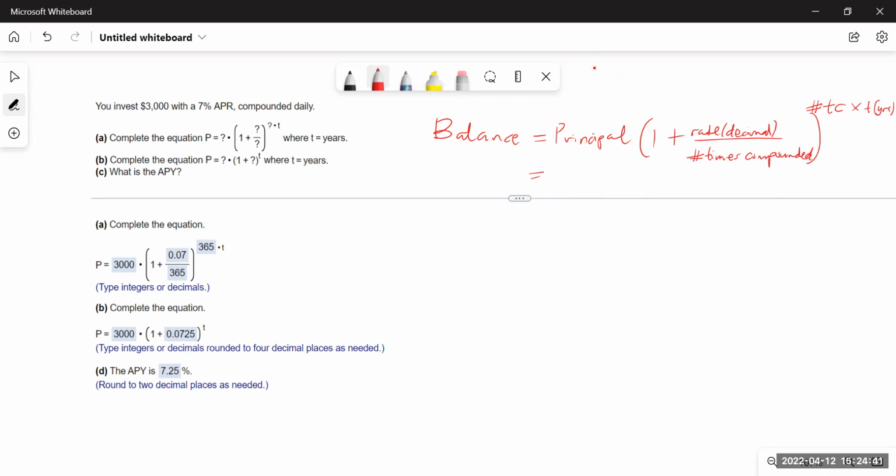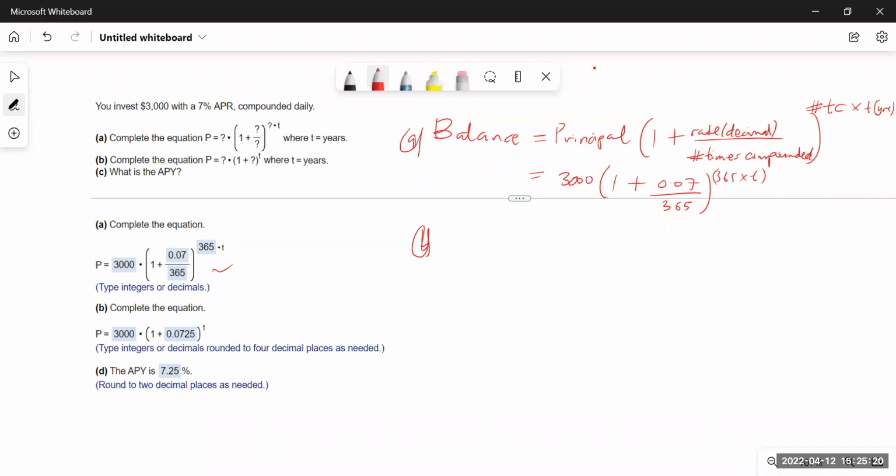So here, the amount you invested is your principal. So 1 plus the rate is 0.07. And how many times is this being compounded in a year? This is being compounded daily, so 365 days in a year. And then exponent 365 multiplied by your T. So that's what you're supposed to do for the first part. Are you good? All right, now for the B part. Okay, so that is A.